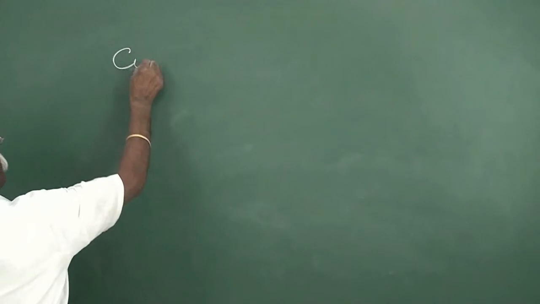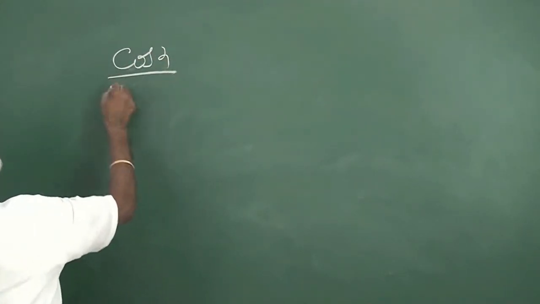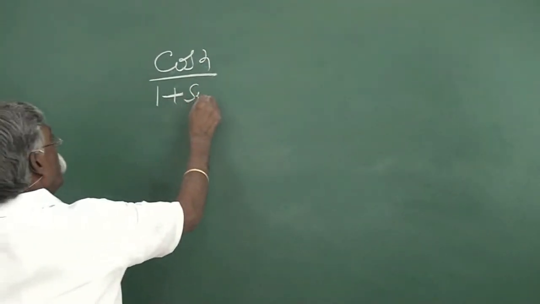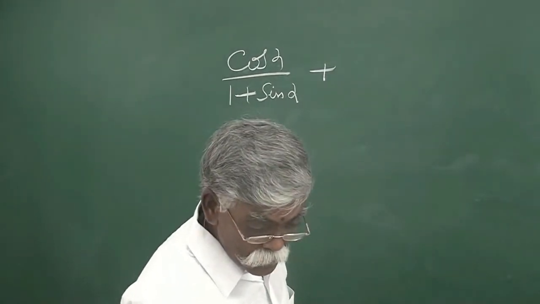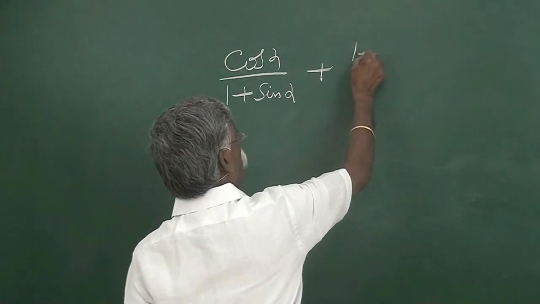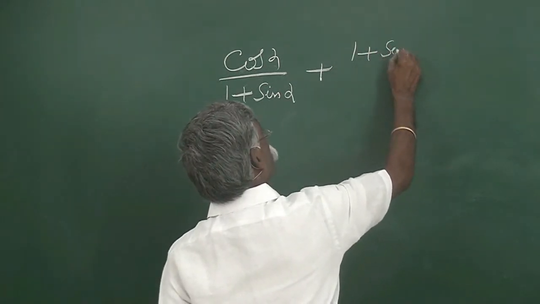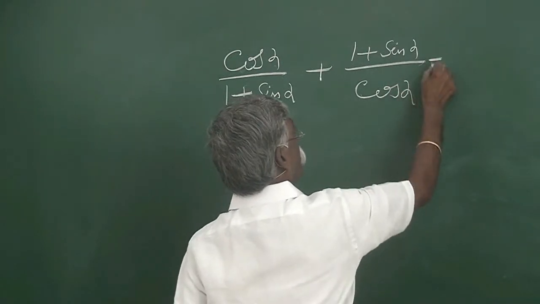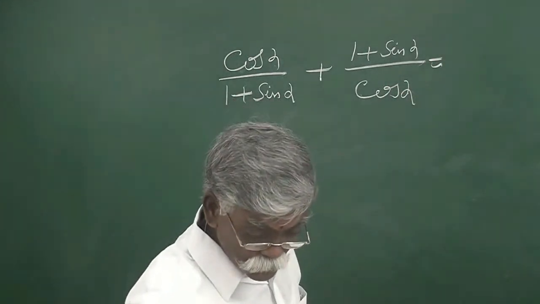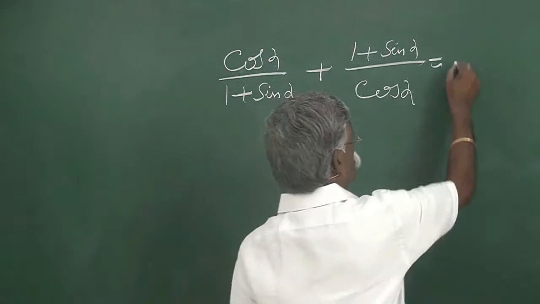Now cos alpha by 1 plus sin alpha, plus 1 plus sin alpha by cos alpha, is equal to 2 secant.